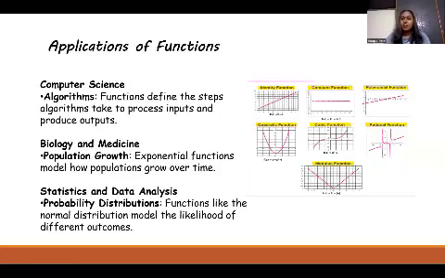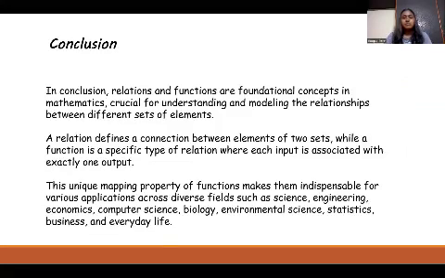Now let's come to applications of functions. Computer science is the first application. Algorithms. Functions define the steps algorithms take to process input and produce outputs. Biology and medicine. Population growth. Exponential functions model how populations grow over time. Statistics and data analysis. Probability distributions. Functions like the normal distribution model the likelihood of different outcomes.